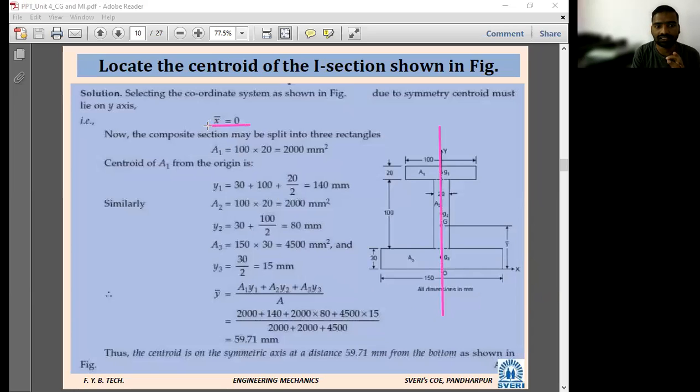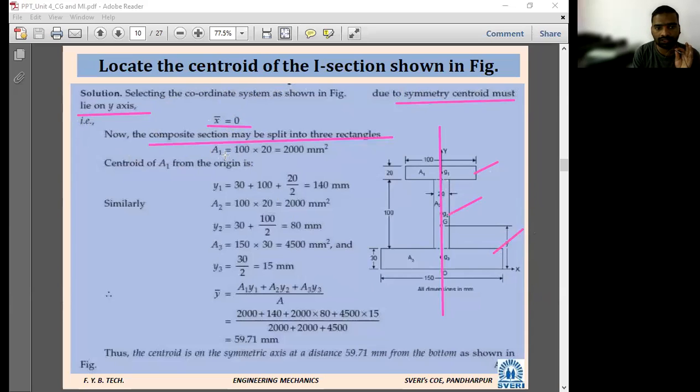See, here he has given: selecting the coordinate system, due to symmetry, the centroid must lie on the y-axis. Therefore, x bar is equal to 0. Now, the composite section may be split into 3 rectangles. This is rectangle 1, this is rectangle 2, this is rectangle 3.